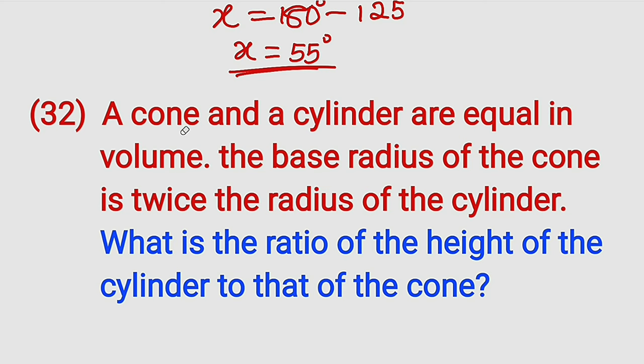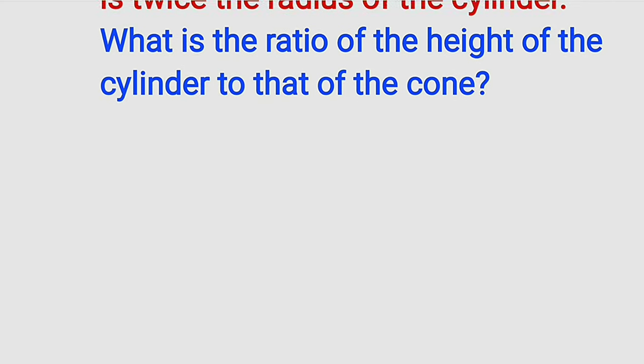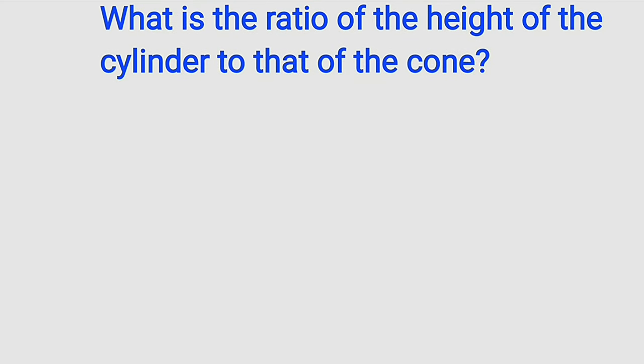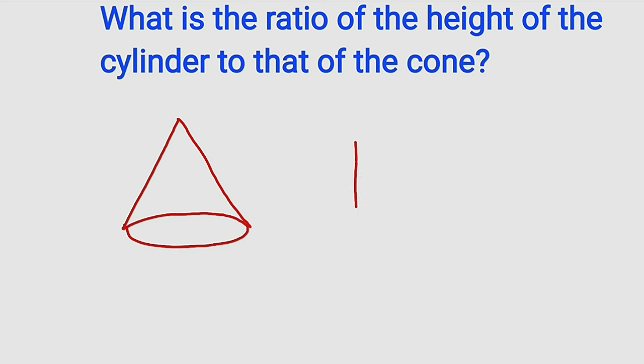It reads, a cone and a cylinder are equal in volume. The base radius of the cone is twice the radius of the cylinder. What is the ratio of the height of the cylinder to that of the cone? Okay, I would like to make a simple sketch here. So we have something like this. This is a cone, and we have a cylinder.